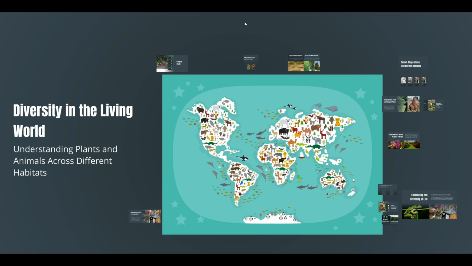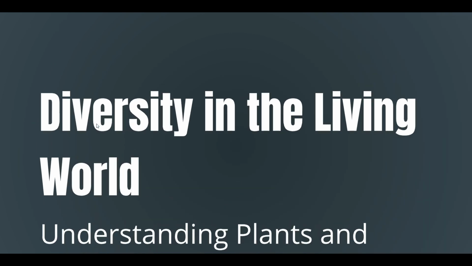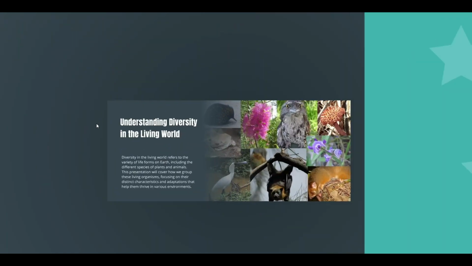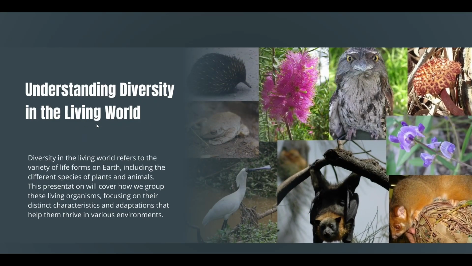So, this is the part 2 section of chapter 2, Diversity in the Living World. In this chapter, I already discussed this in detail, but some of the sections are to be taken as a continuation. So, understanding plants and animals across different habitats. So, understanding diversity in the living world.